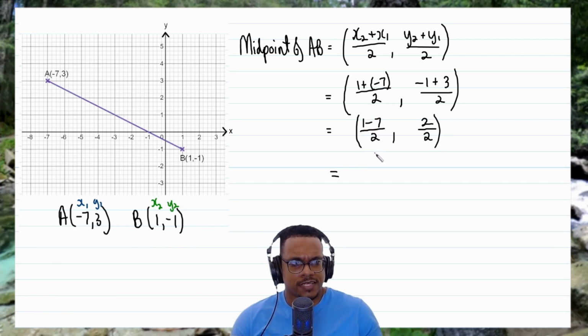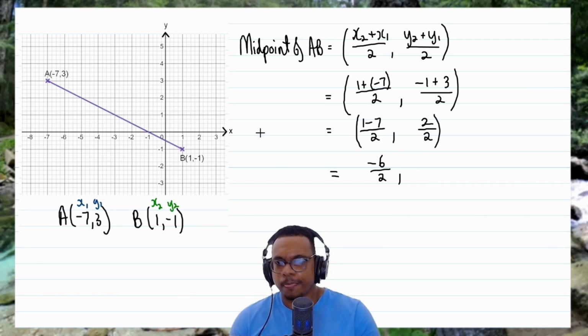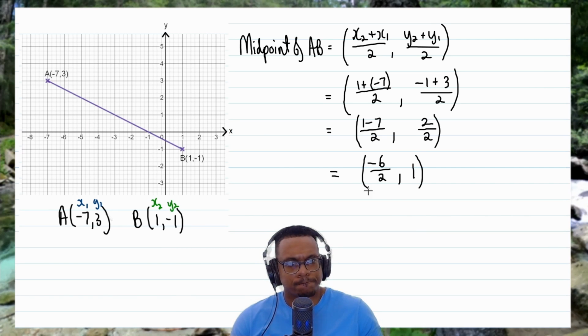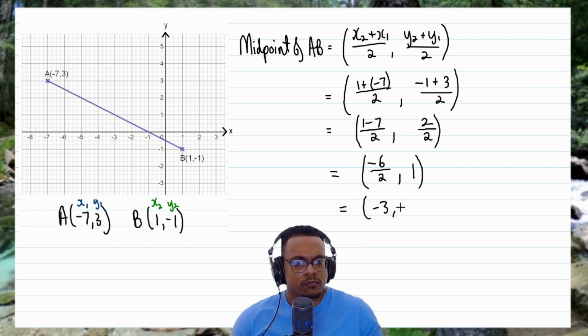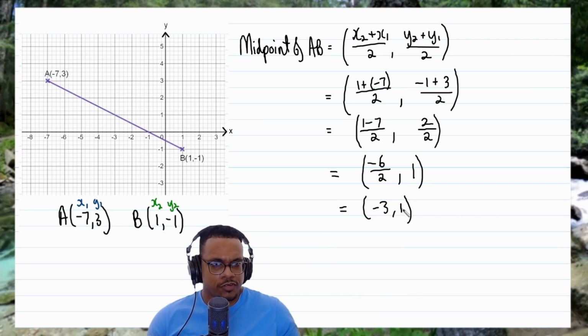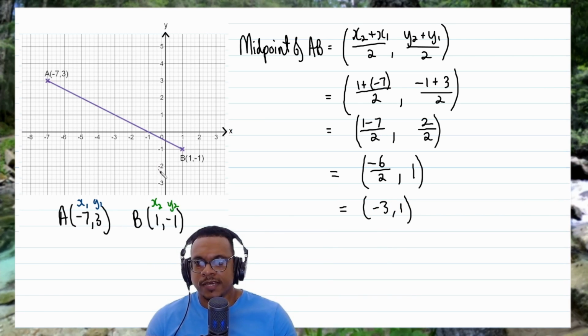1 take away 7 is -6. So I have -6/2. And 2 divided by 2 is 1. -6 divided by 2 is -3. So -3, 1 will be the coordinates of the midpoint. So if I go on my Cartesian plane, here's -3 on the x-axis, and here's +1 on the y-axis. Therefore here would be my midpoint. So this is where the perpendicular line would pass through.